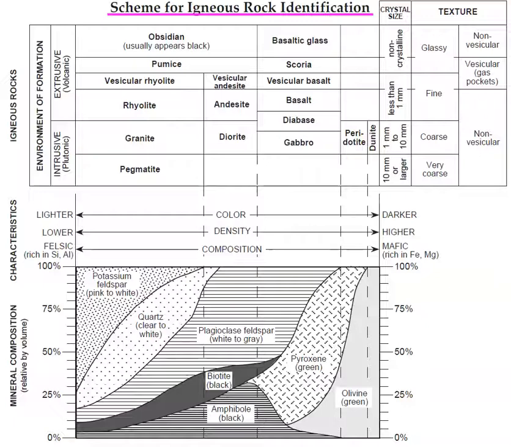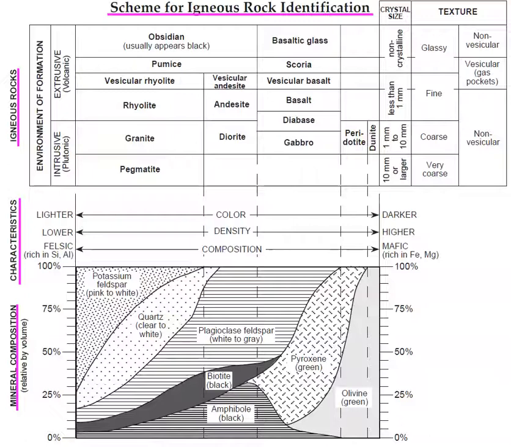And this is one of the more complicated diagrams in the reference table, only because there's quite a bit going on. We have essentially three parts to this diagram. The top part is about igneous rocks themselves. The middle section describes characteristics of igneous rocks, and the bottom section is all about mineral composition in a given igneous rock.